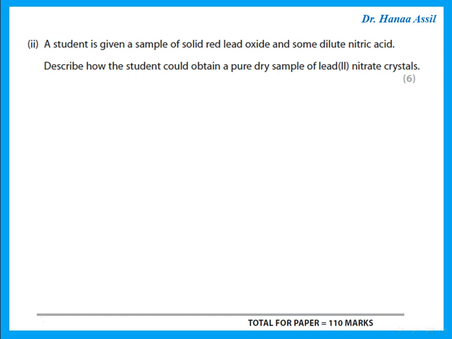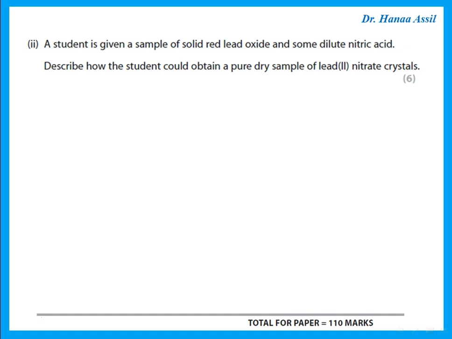Last question. A student is given a sample of solid red lead oxide and some dilute nitric acid. Describe how the student could obtain a pure dry sample of lead nitrate crystals. So we're trying to prepare salts. Remember, we had 3 methods of preparing salts. We could either use titration or neutralization or precipitation. Now, which one are we going to use here?